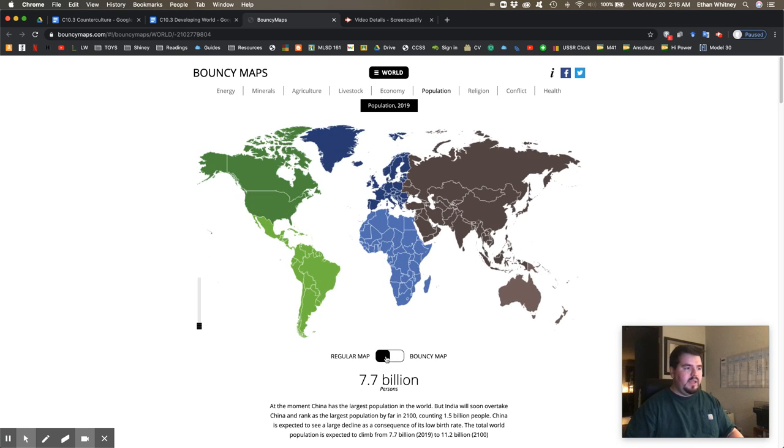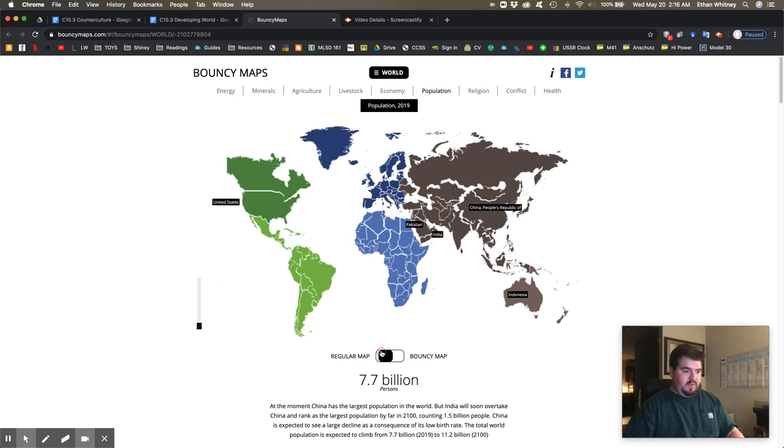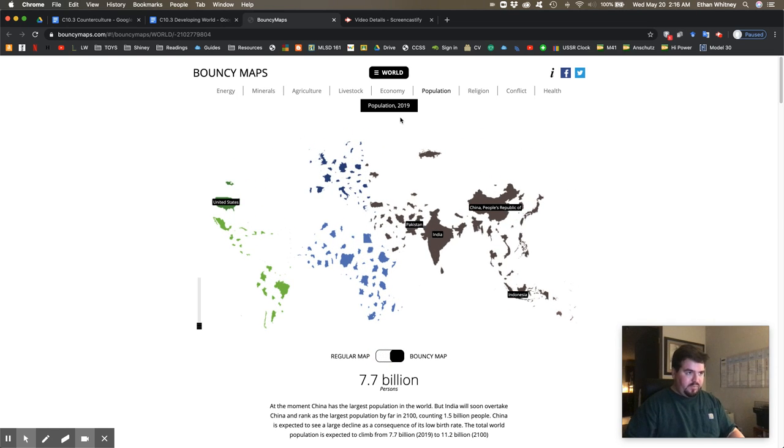So if we look at a regular map, maps show us where stuff is and how big it is. If we go to the bouncy map, it shows us size based on the population. So I linked you direct to population, and China and India, having the two highest populations, are the two biggest blobs, because they don't represent physical landmass. They represent blobs. So they're the two biggest blobs, meaning they have the two highest populations.